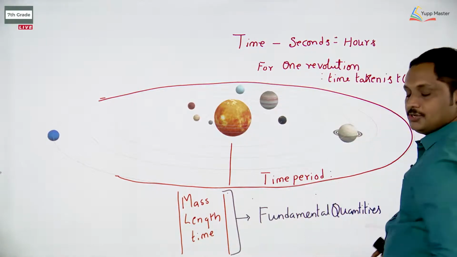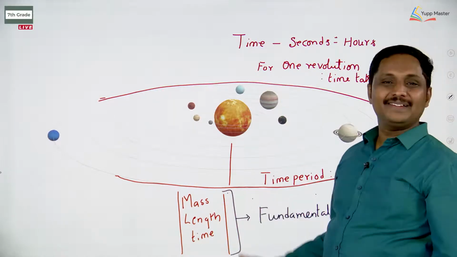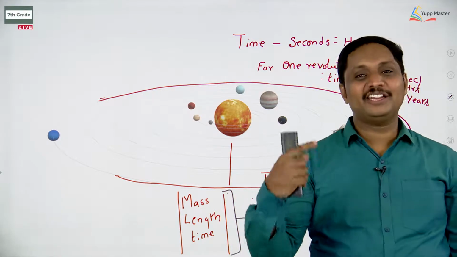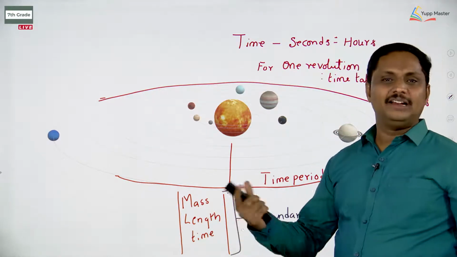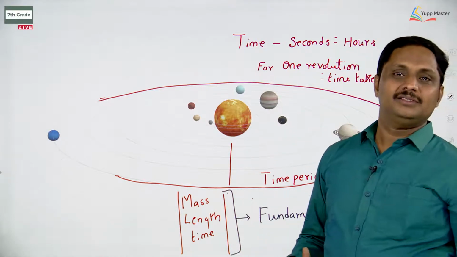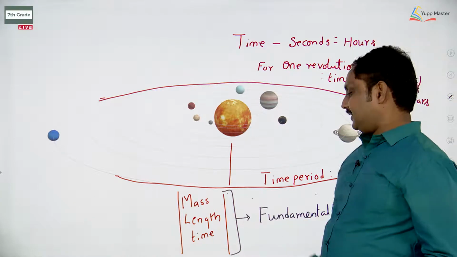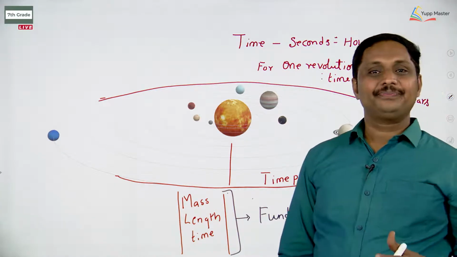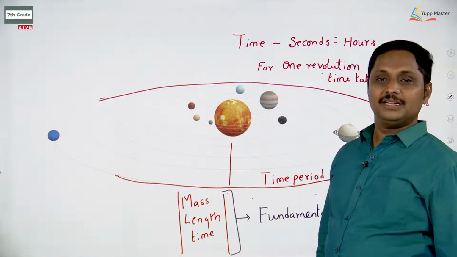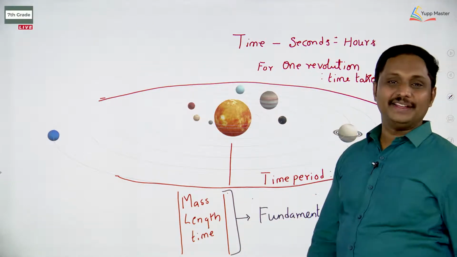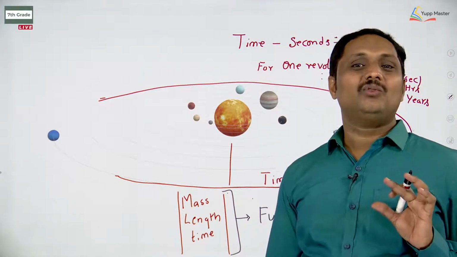All right, children. What is the meaning of fundamental quantities? Mass. It doesn't depend on any other. Yes, length. It is also independent. Yeah, you can take time also. It is independent. Three independent quantities are there. They are known as fundamental quantities. They are not depending on any other quantities.